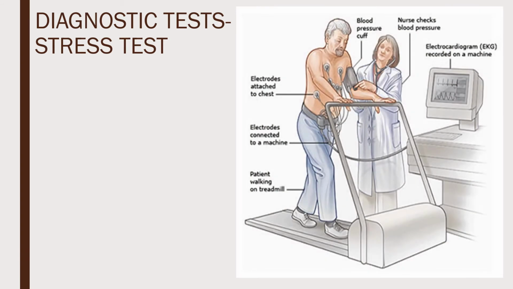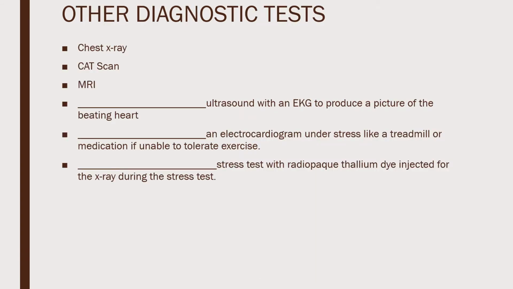Another diagnostic test is the stress test. Some other diagnostic tests could be a chest x-ray, which shows the size of the heart and the position of the heart. You can also have a CAT scan. It provides best information about chamber size, wall motion, valve function, and flow through the great vessels. With an MRI, you have to remember that they cannot have metal such as a pacemaker.